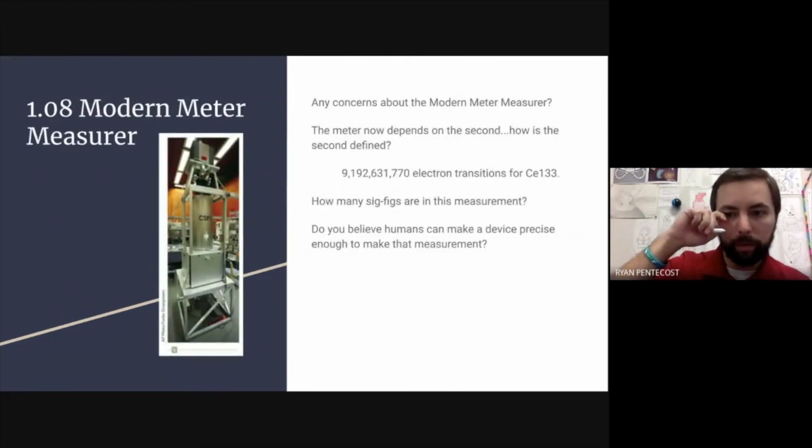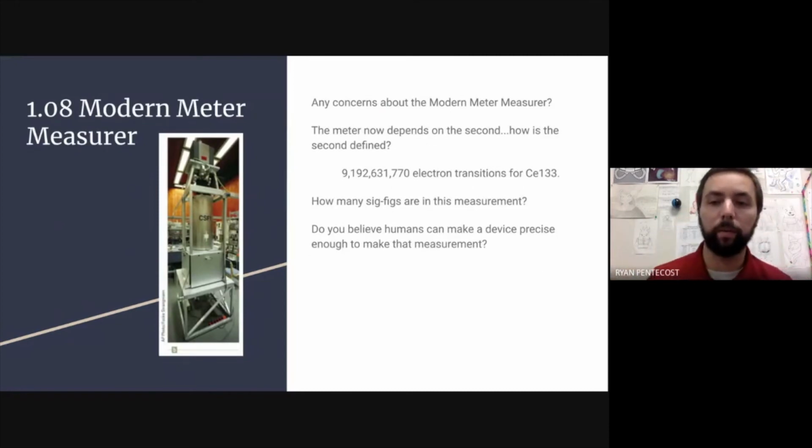So do you believe humans can make a device precise enough to make that measurement? That's on you guys to research and study, because it's possible that our counters, our atomic clocks, may not be as precise as everyone wants to think. And this modern meter measure may be not as precise as people want to think. So our second may be off. And if our second is off, that means our meter is off, which would basically crumble all of our definitions for units.